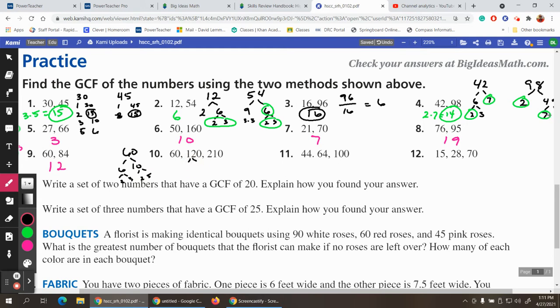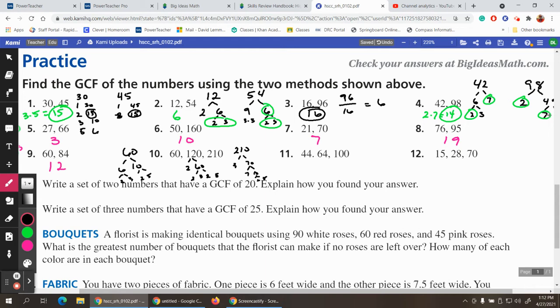120 is 60 and 2, which again would be 2, 3, and 2, 5, because we can just clone it from over here. And 210 is going to be 3 and 70, which is going to be 7 and 10, which is going to be 2 and 5. All right, so let's see what matches up.